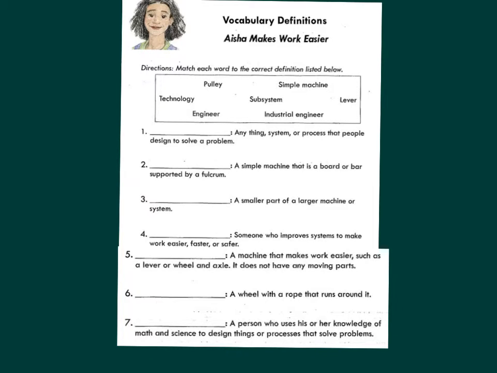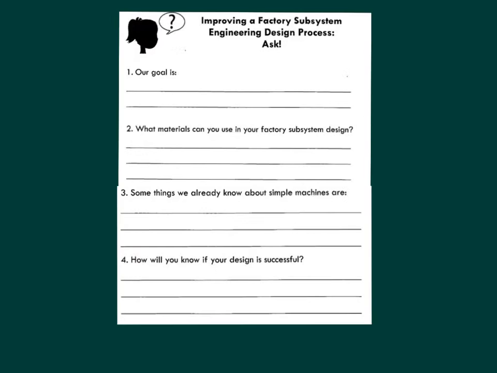6. A wheel with a rope that runs around it. 7. A person who uses his or her knowledge of math and science to design things or processes that solve problems. The options are pulley, simple machine, technology, subsystem, lever, engineer, or industrial engineer.